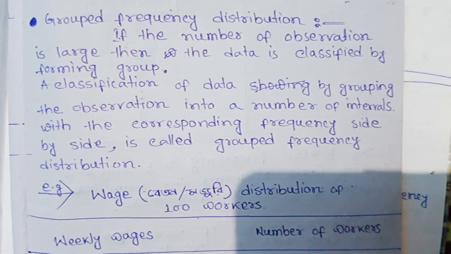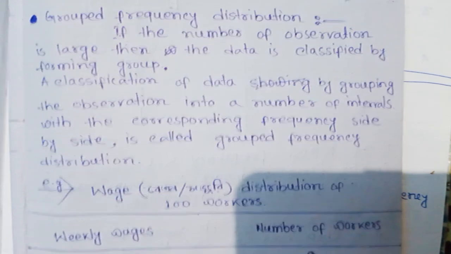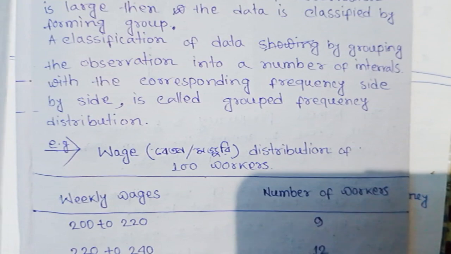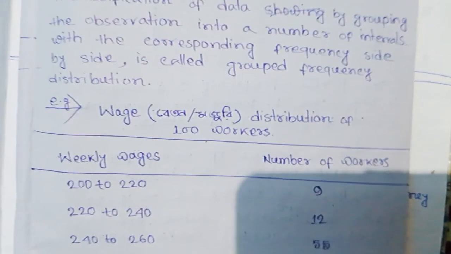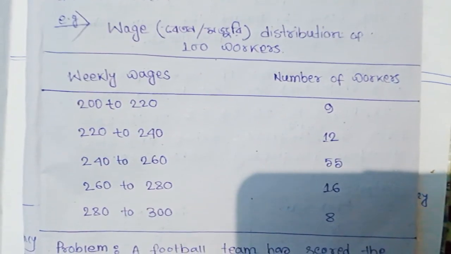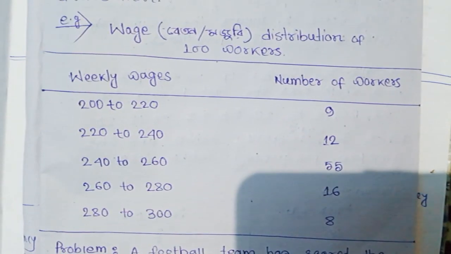A classification of data by grouping the observations into a number of intervals with the corresponding frequency side by side is called group frequency distribution. Means when a number of intervals with the corresponding frequencies are represented in a group form, then we can say that this kind of frequency distribution is group frequency distribution. Let's have an example: wage distribution of 100 workers.